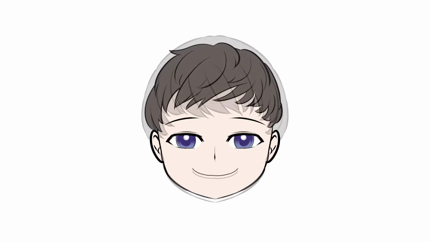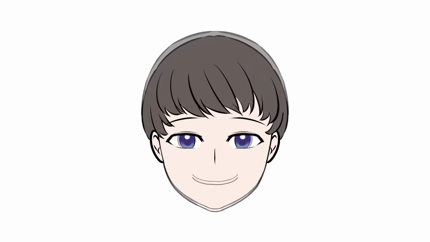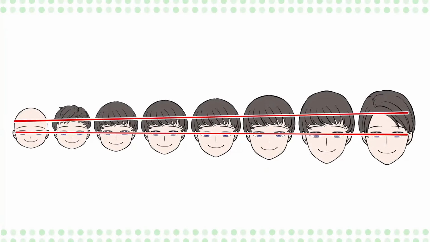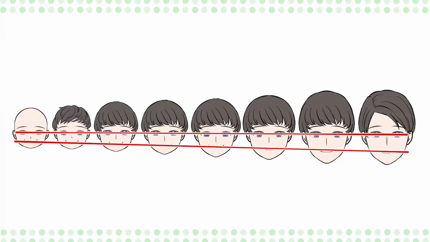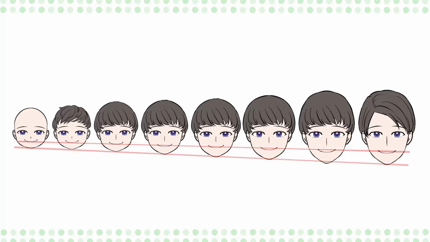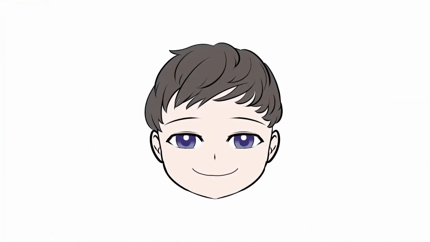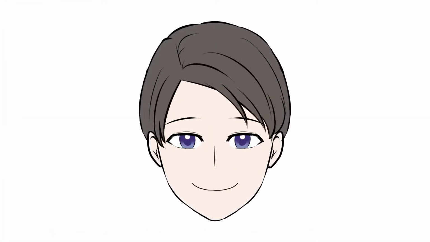From baby to adult, you can visualize the growth with little changes between each stage. The distance between hairline to eyes to mouth, and mouth to chin widens as the character gets older. Baby's head is round and adult's oval. Irises of children are proportionally bigger than adults.